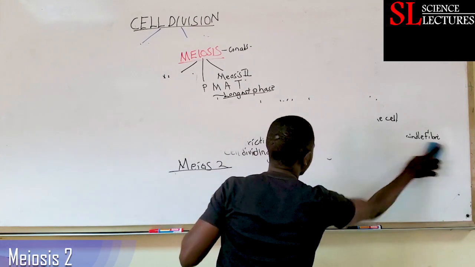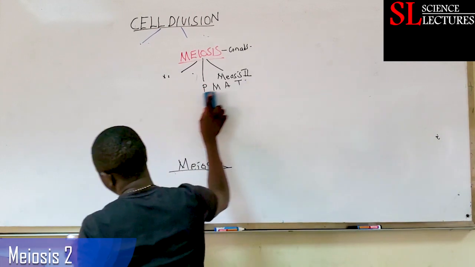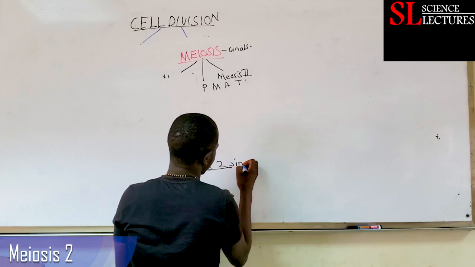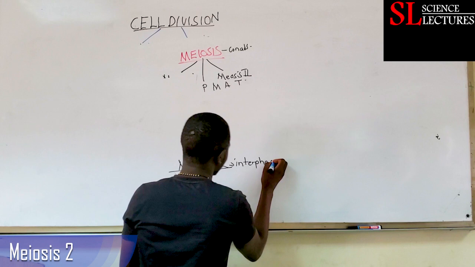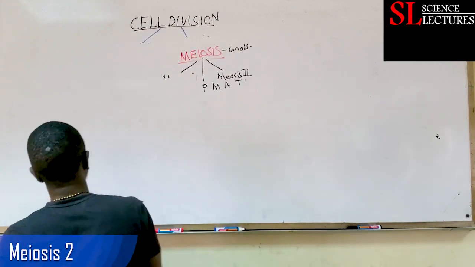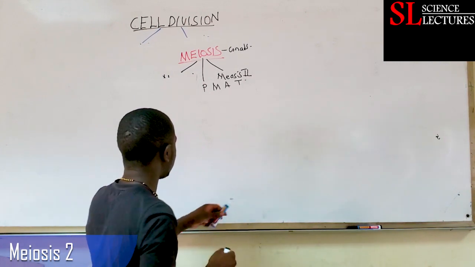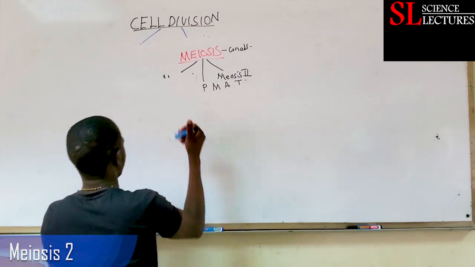So meiosis 2 is not any different from what we saw in mitosis. Just that during meiosis 2, the cell does not repeat the process of interphase. We discussed what is in interphase: G1, S, and G2. So if you've not yet seen that, please look out for that video. Then the cell begins directly from prophase 2.